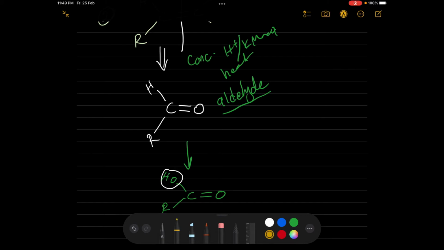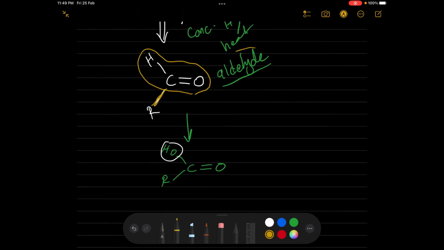So what is the aldehyde group? The aldehyde represents the presence of C double bond O, with H, and the carbon is bonded in the other area with an R group. So the aldehyde will change immediately to carboxylic acid. The carboxylic acid looks like an R group that is bonded to C double bond O and OH.